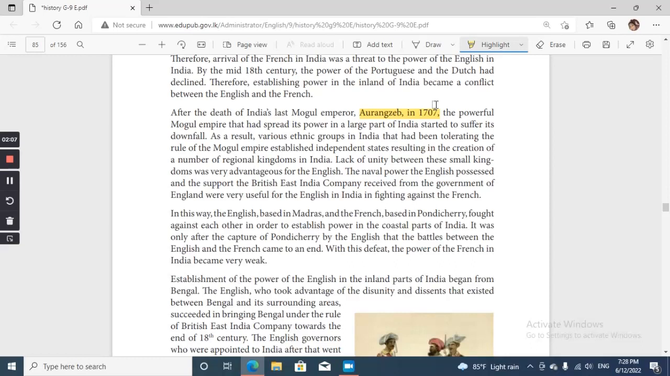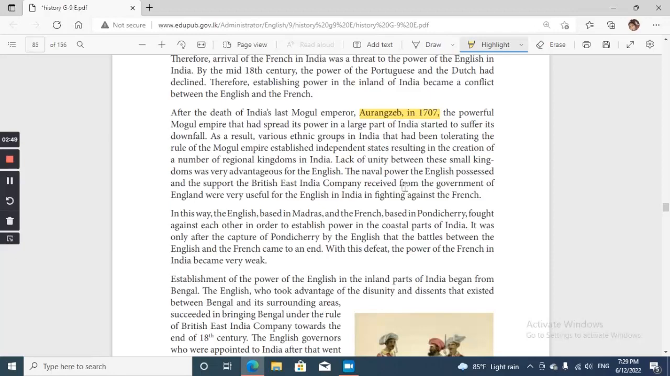As I told you in part 1, there are various ethnic groups and types of religions in India. The Mughal Empire was established alongside different regional kingdoms, and these small kingdoms were fighting each other to establish their power. Due to this lack of unity between the small kingdoms, the English took the benefit of it.